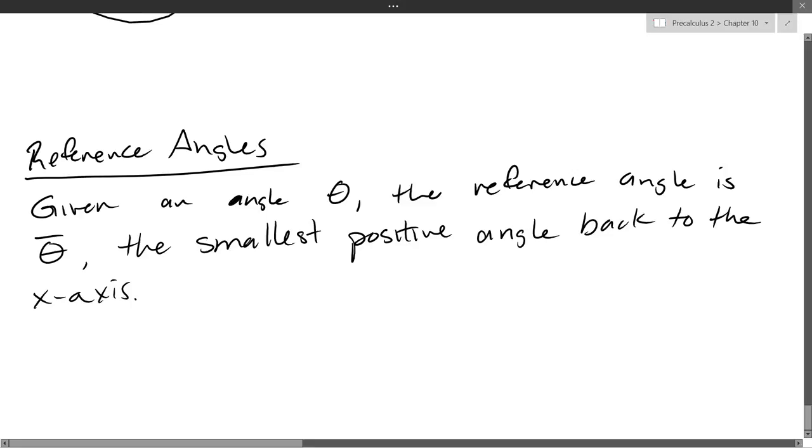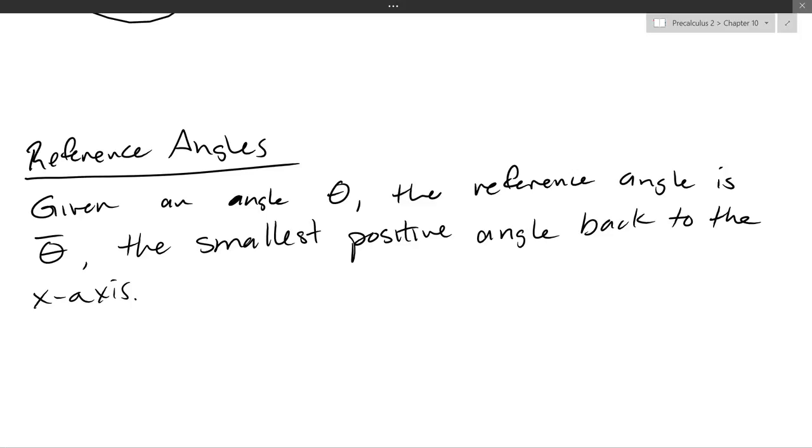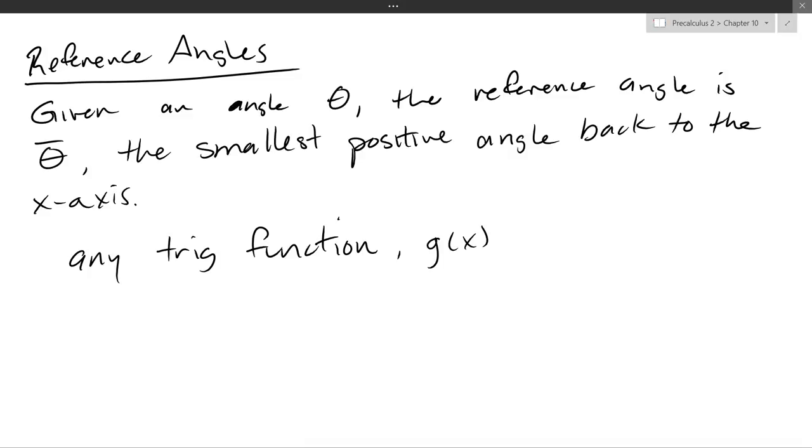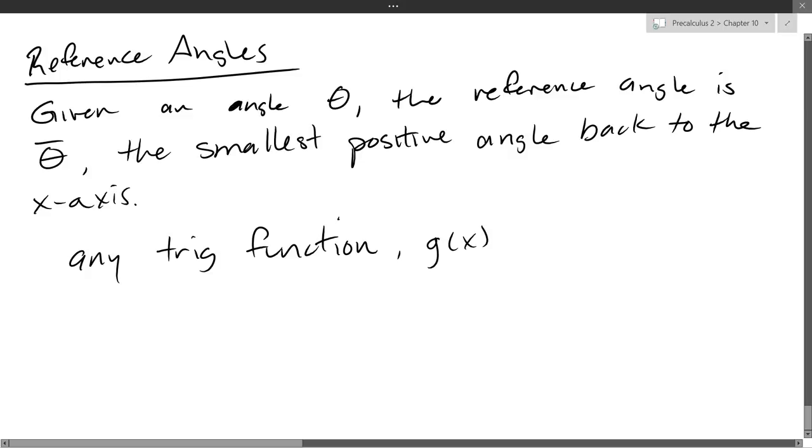So it's relatively easy to understand. As long as you have a common denominator, it's usually not terribly hard to compute some of these. So we're going to do some examples. But the reason why this is important is this property that all trig functions have. Let's say g is a trig function, so it could be sine, cosine, tangent, secant, cosecant, cotangent, any of those. And for any angle, it's always true that g of theta equals g of the reference angle.